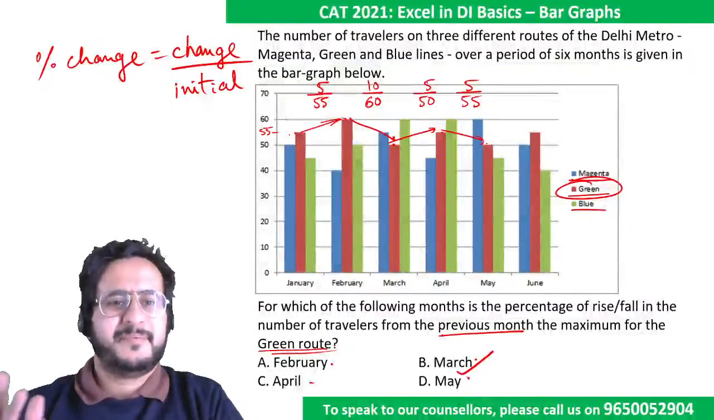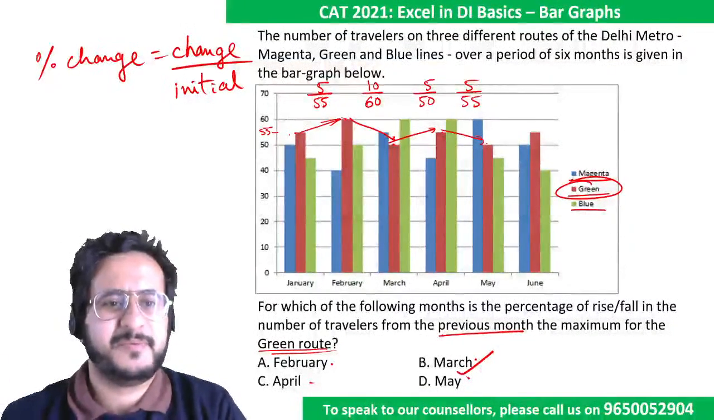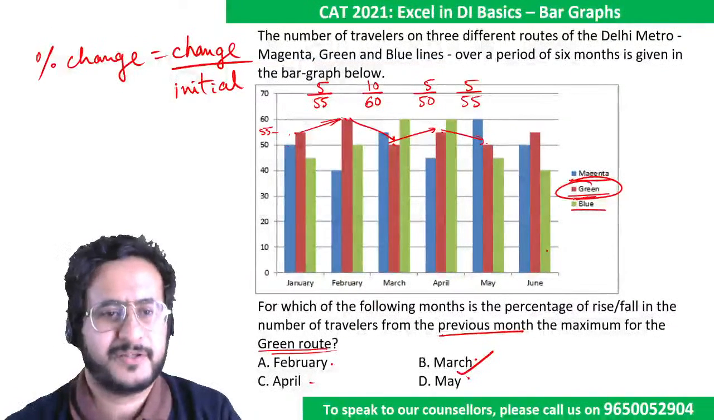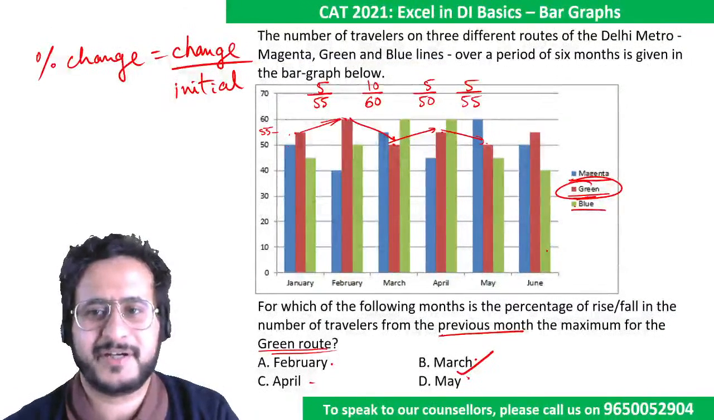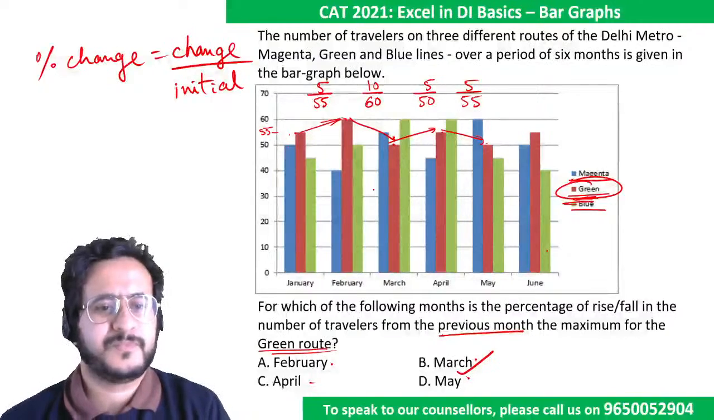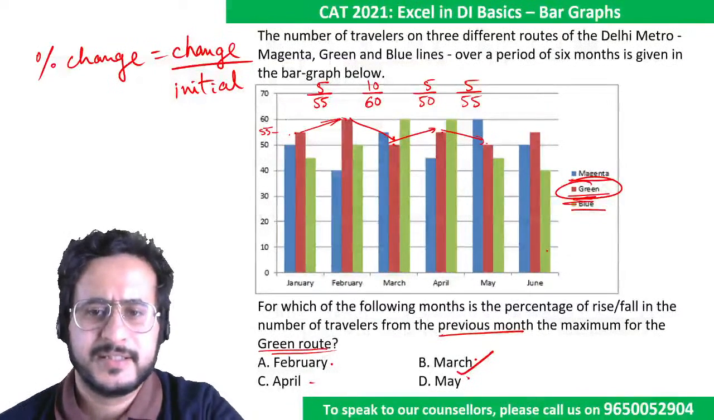Sometimes these are very basic mistakes people make. They will think that this is green. No, this is marked green. You don't have to go by the color of the graph, right? You have to go by the color indicated here. Okay. All right. So this is the answer, March.